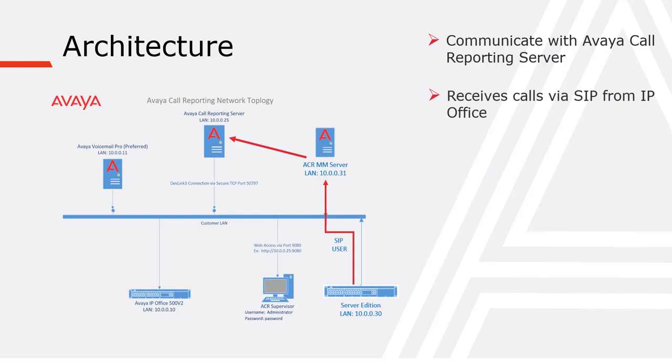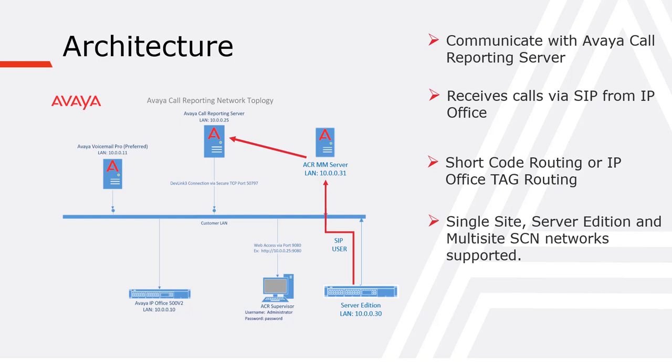Okay, so again, it receives the calls via SIP from the IP Office. It can do short code routing or IP Office routing, very similar to IPOCC or ACCS. This is supported in a single site, Server Edition, and multi-site small community network. It is best practice to have agents registered to a single server. Again, that's just recommended. It doesn't have to be, but that's what's recommended.